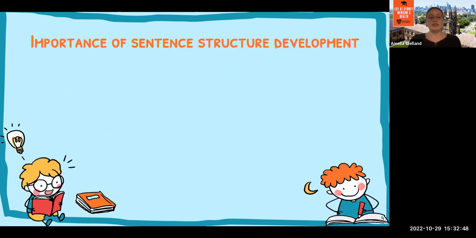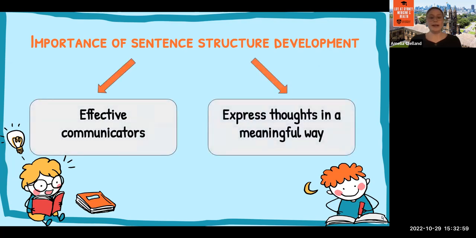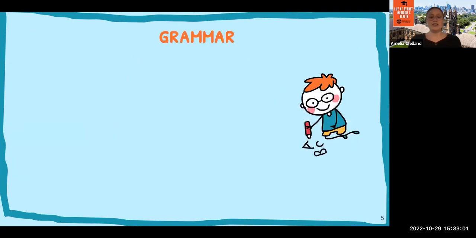So why is sentence structure development important? The ability to develop well-structured sentences is important so that students can be effective communicators and express their thoughts in a meaningful way. Use of accurate grammar is an essential element when building sentences so that messages can be clearly understood. This incorporates the use of different word structures so that words make sense in a sentence.